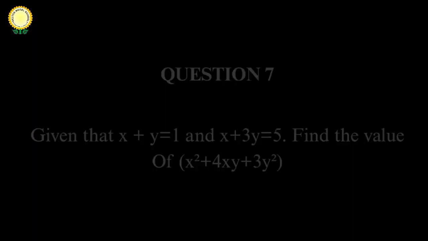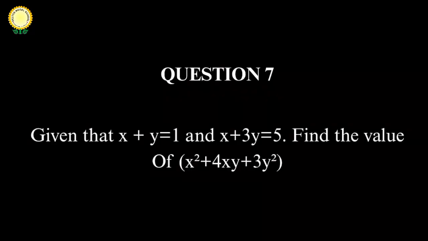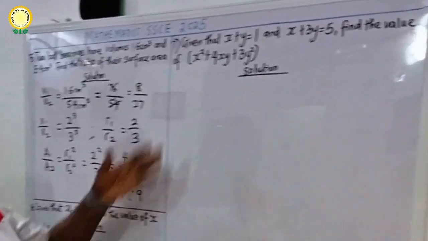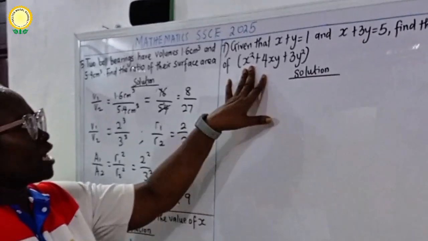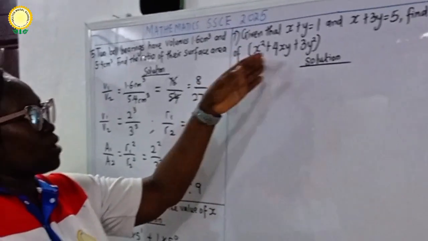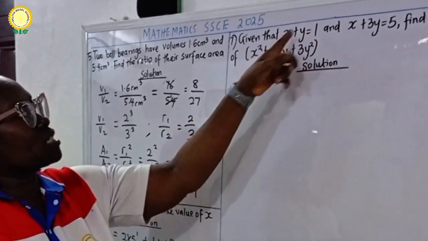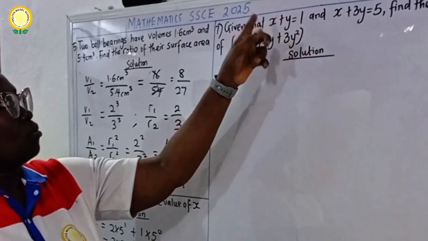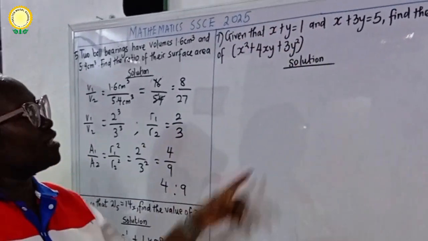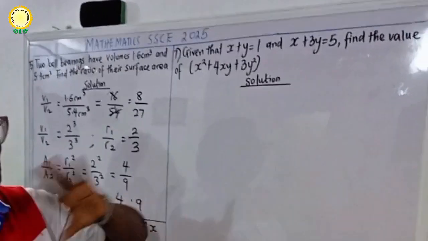Question 7 says, given that x plus y equals 1 and x plus 3y equals 5, find the value of this expression, x squared plus 4xy plus 3y squared. Okay, so this is an expression that involves x and y. We need to find x and y to solve it. And we have two equations here. Two simultaneous equations. So that's a simultaneous equation.